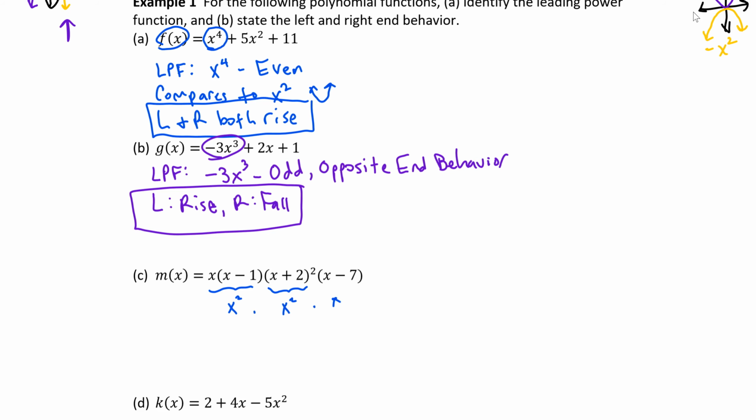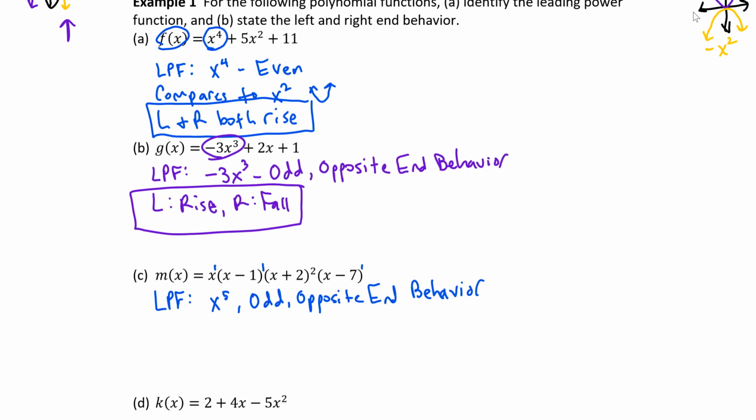If I multiply all of those powers together, remember we add exponents when we multiply the powers, we would end up with x to the 5th power. So we can determine that our leading power function for m of x is x to the 5th power. Notice here I can just sum all of the exponents on the factors and obtain the same leading power function. This is an odd function, so I would expect opposite end behavior.